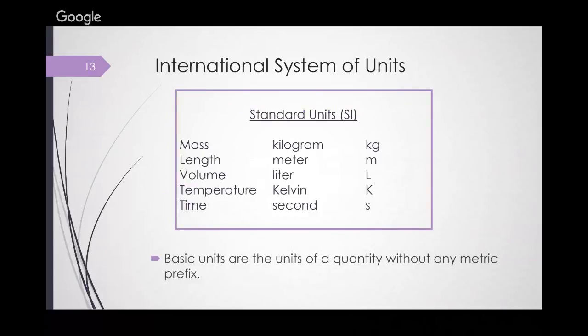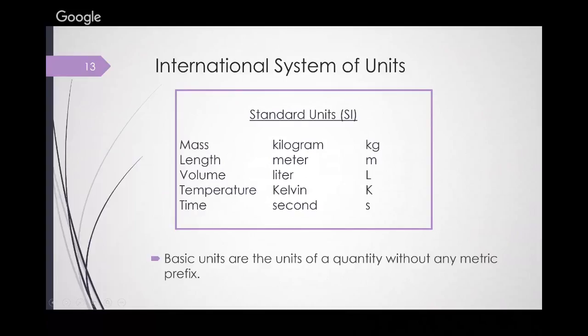So our SI units are a metric system of units. Your standard units for mass, we use a kilogram. For length, it's a meter. For volume, it's a liter. For temperature, it's Kelvin. So notice not degrees Celsius or degrees Fahrenheit. And in time, we look at seconds.